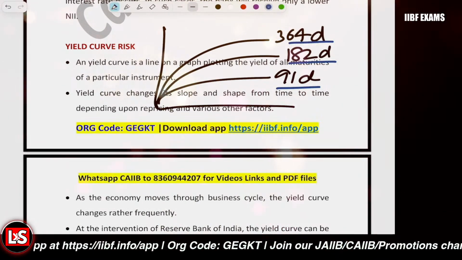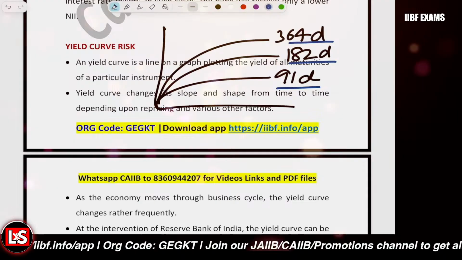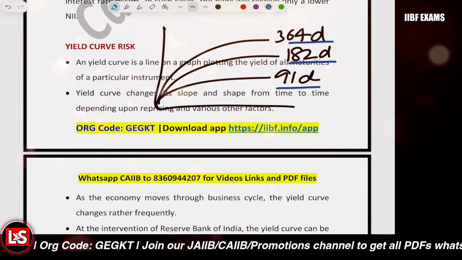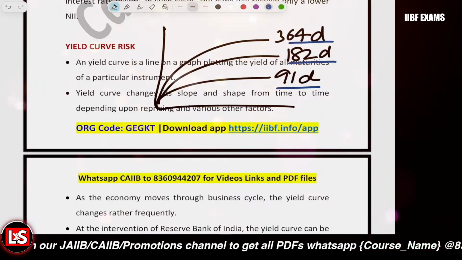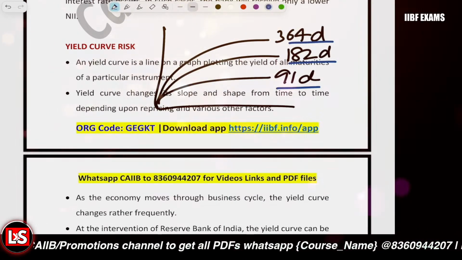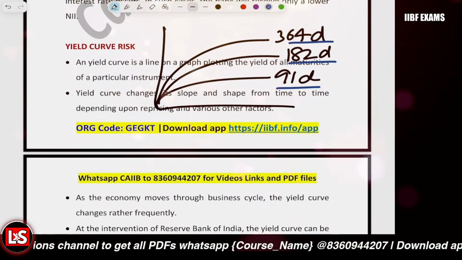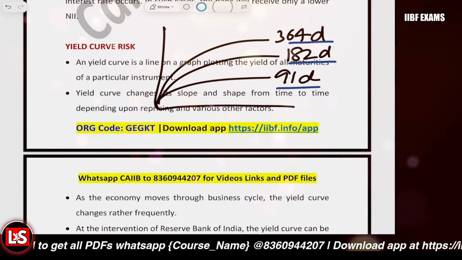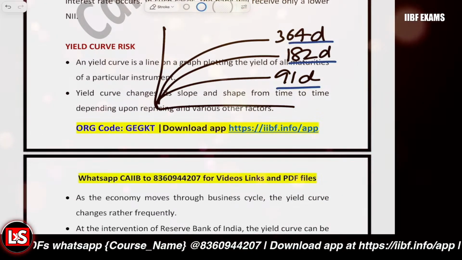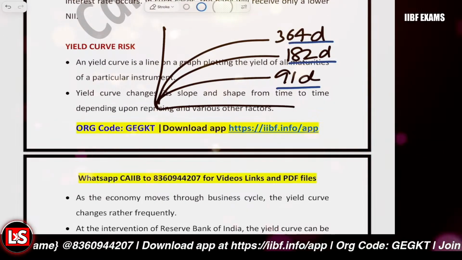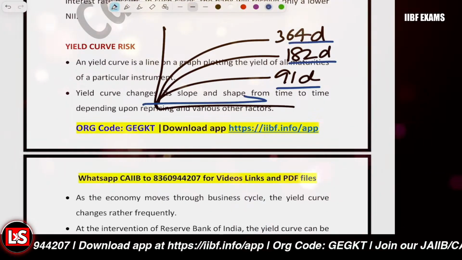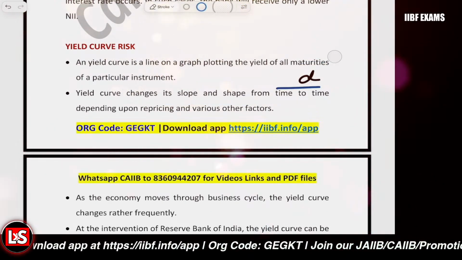There is parallel shift, even related to one particular instrument. So that's a yield curve risk which is present. Now, as the economy moves through the business cycle, the yield curves can be changing frequently, right? So that's about the yield curve risk.